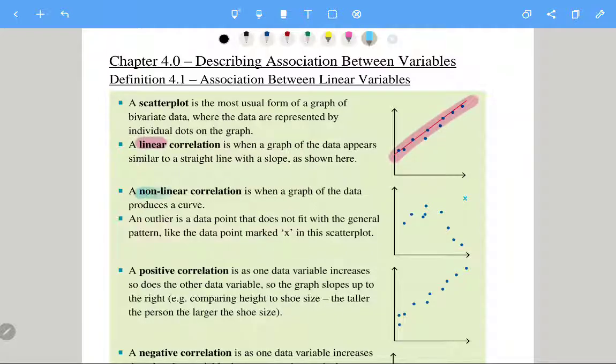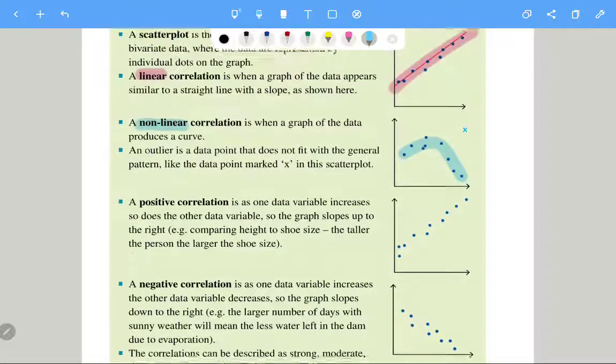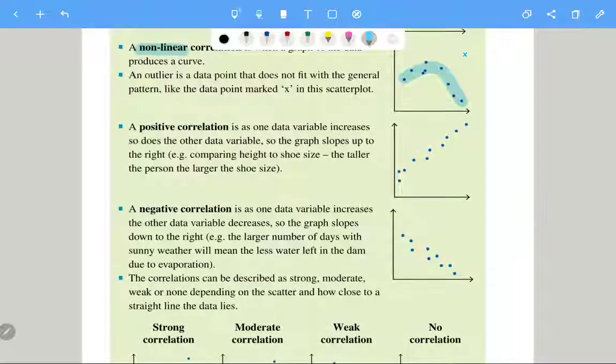But have a look at the next one. The next graph doesn't really have a line shape, right? It's kind of got this funny little hump shape. So we would call that a non-linear correlation because it is not a line. Now, the other things we can talk about are positive and negative correlation. Positive correlation will look like this. It'll point up to the right, whereas negative correlation will point down to the right.